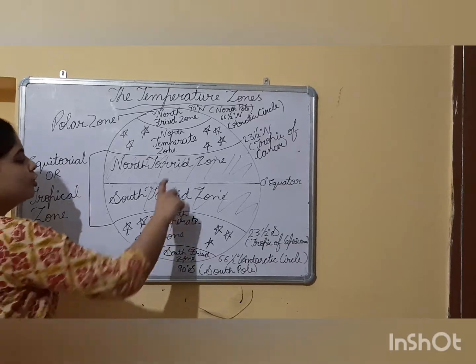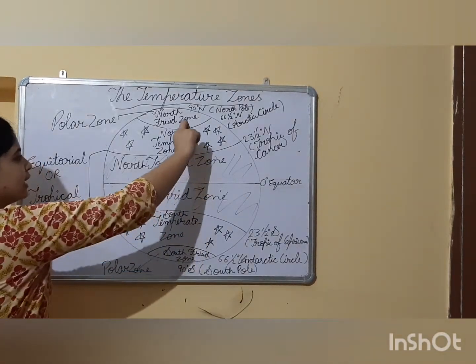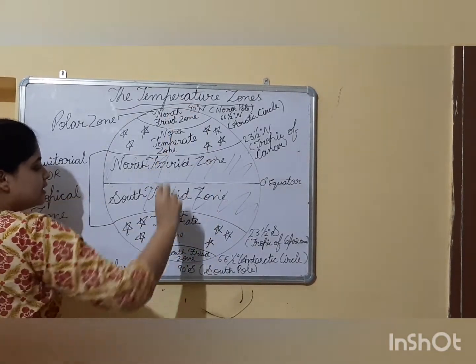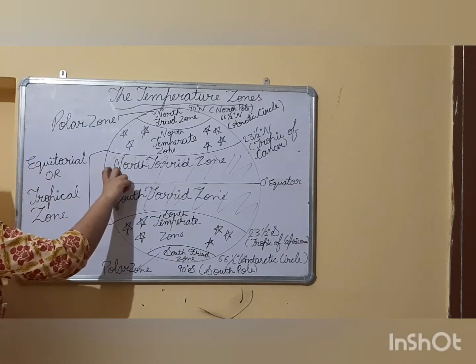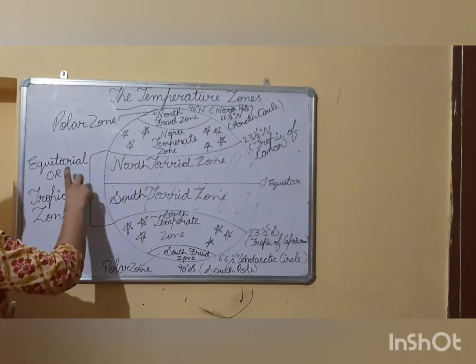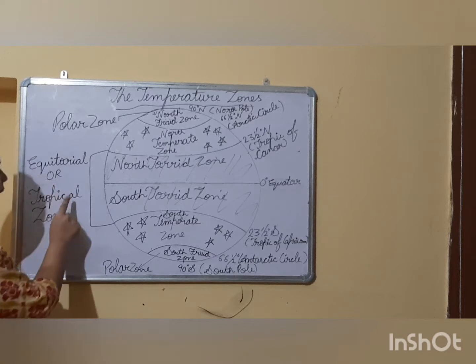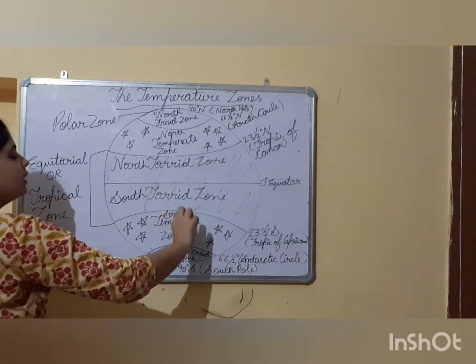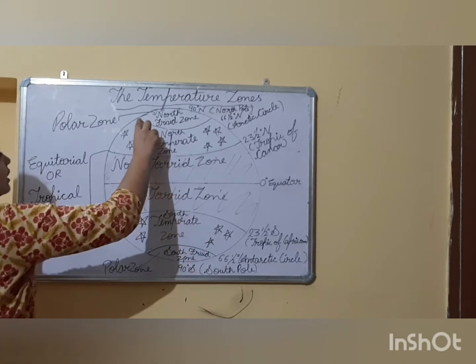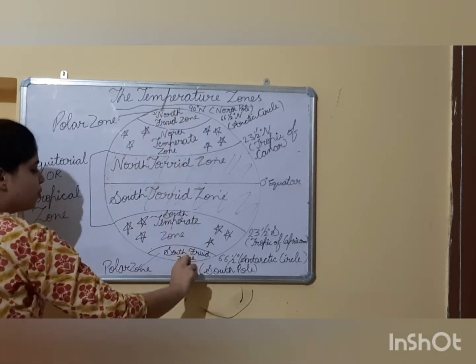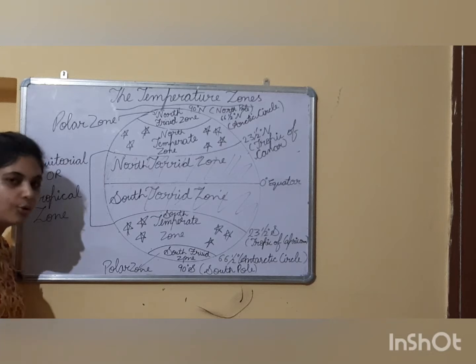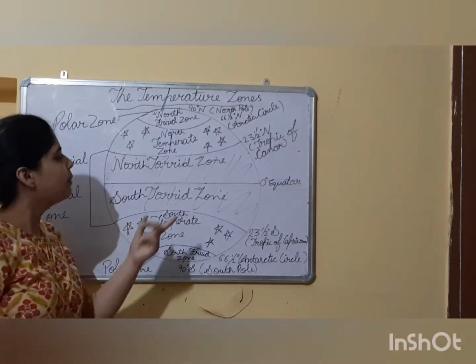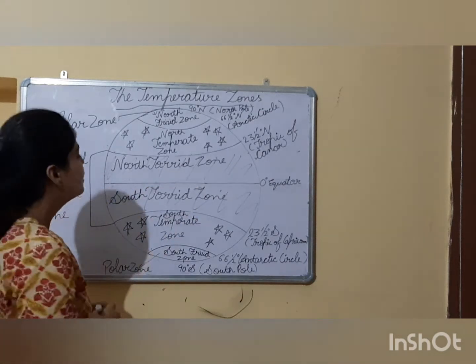See, the first is torrid zone, as I told you. Second is this temperate zone. Third is this frigid zone. So torrid zone, this zone is also known as equatorial zone and the tropical zone of the earth. Second is temperate zone, this and this temperate zone, and third is frigid zone, and frigid zone is also known as polar zone. So first we will discuss about torrid zone.